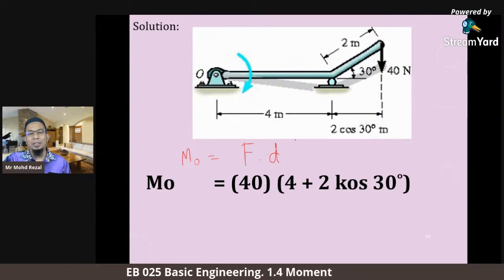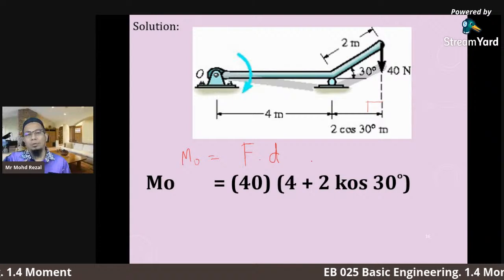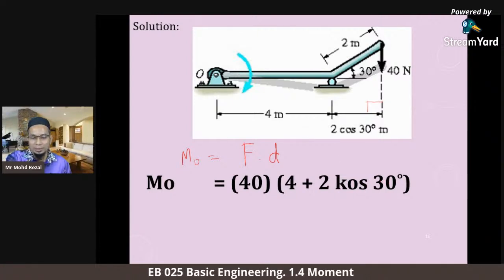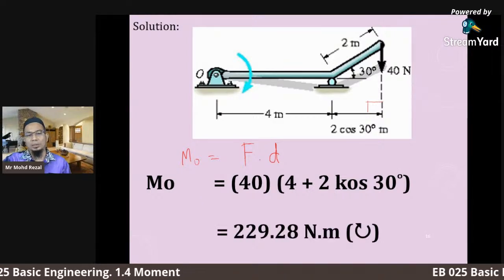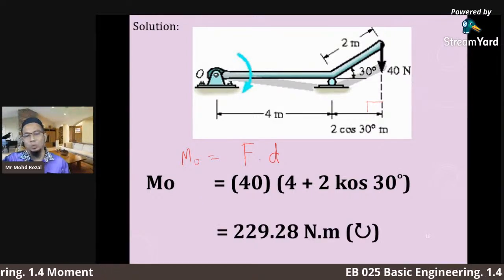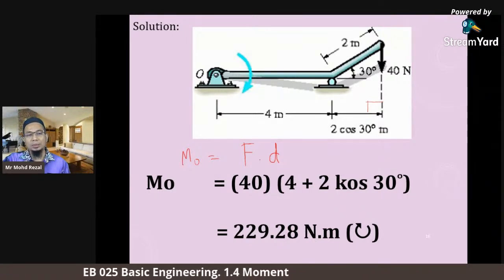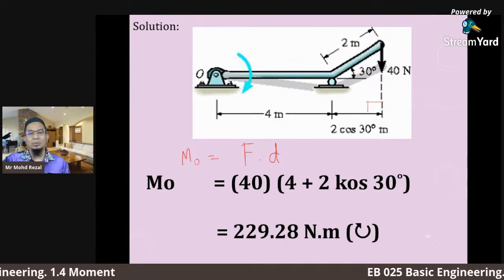D is perpendicular distance. So perpendicular distance is 4 plus 2 cos 30 degree. Okay, so the answer is 229.228 Newton meter, and rotation is in clockwise. Okay, clockwise.